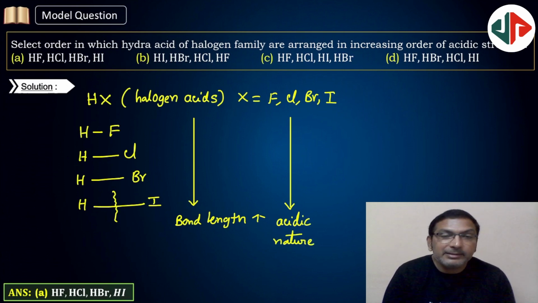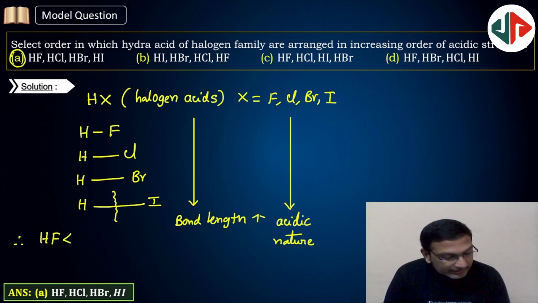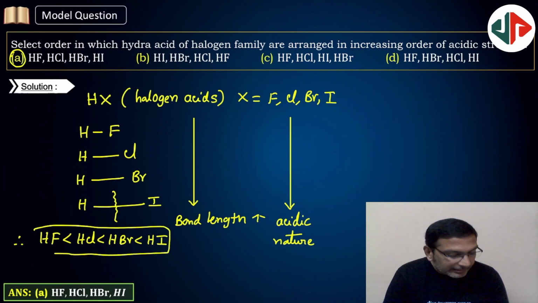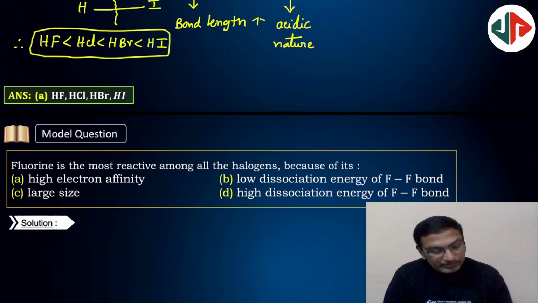So therefore, HI is most acidic. Due to more bond length, it can release H plus ions easily. Therefore, order will be increasing order: HF less than HCl less than HBr less than HI. This is the acidic strength, increasing order. Very, very important question. So acidic nature depends on bond length. Next question.